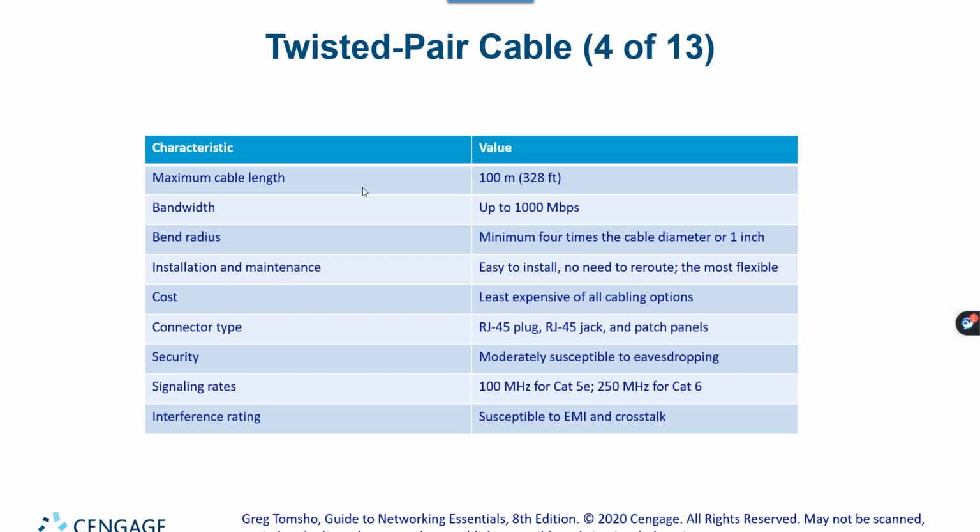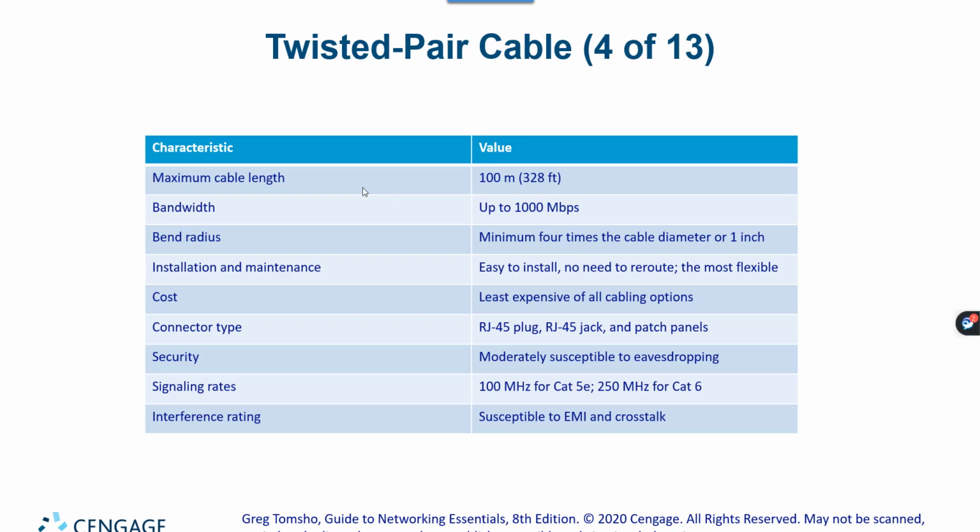And we have tools to measure the bend radius. Installation and maintenance. It's easy to install, no need to reroute, and it's the most flexible. Because it's a star topology with twisted pair, each computer is going to have its own run of cable. It's the least expensive of all the cabling options. The connectors we buy are RJ45. It's moderately susceptible to eavesdropping. Like I said, I can put an antenna up in the room and monitor what's going across the cable.